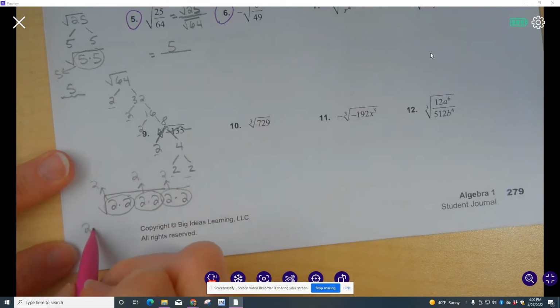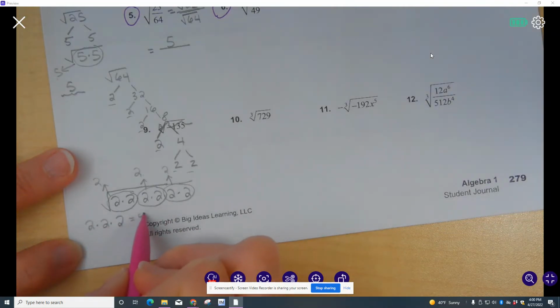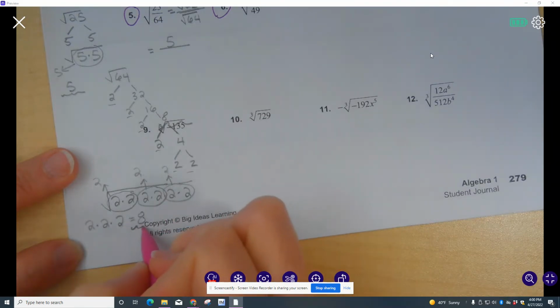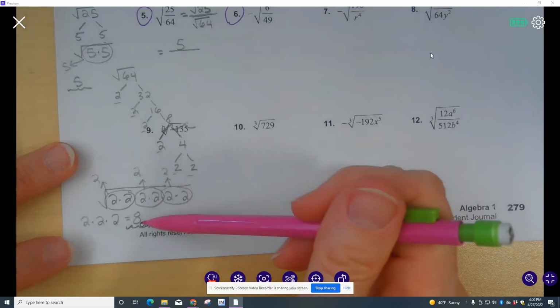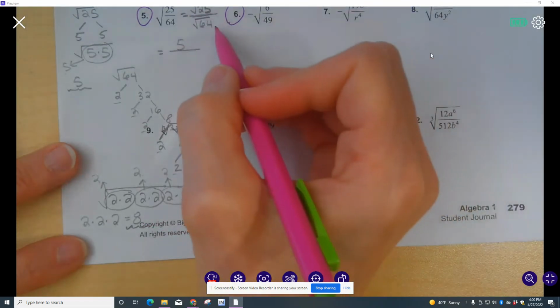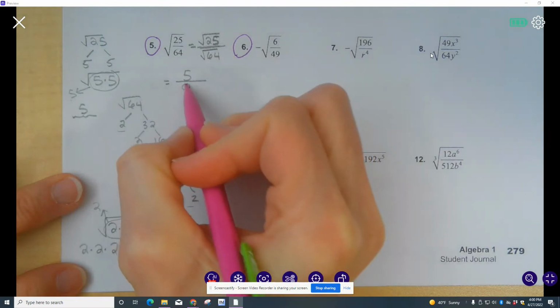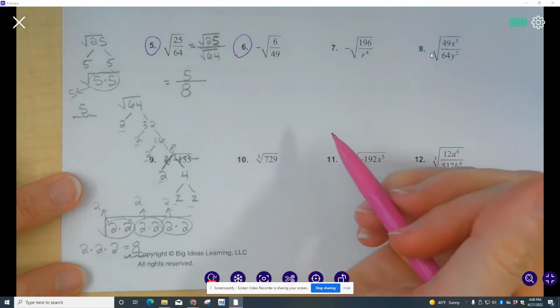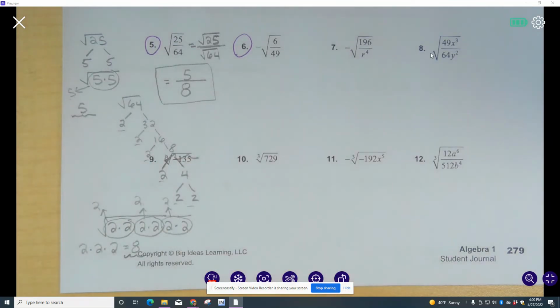Outside jail, I have 2 times 2 times 2. 2 times 2 is 4. 4 times 2 is 8. So that equals 8. So this was a really long tree, but square root of 64 is 8. So up here in my denominator where I had square root of 64 simplifies to 8. So this simplifies to 5 over 8.